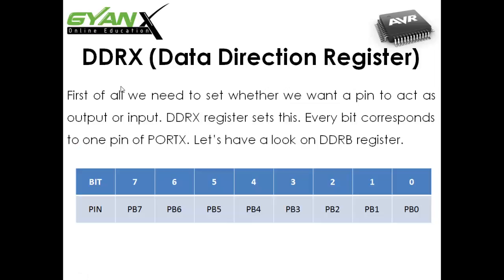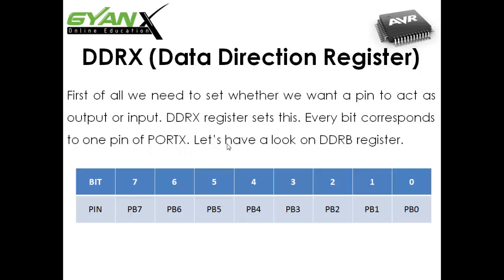We are going to learn about the DDRx, which means data direction register. First of all we need to set whether we want a pin to act as output or input, because if we cannot give the data direction to the pins, they will not give the output and input properly. So the DDRx register sets this. Every bit corresponds to one pin of the port X.